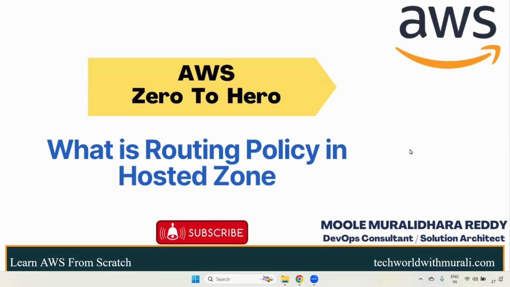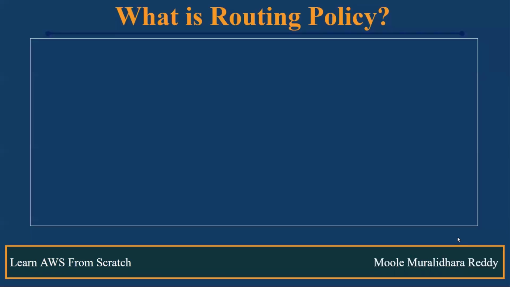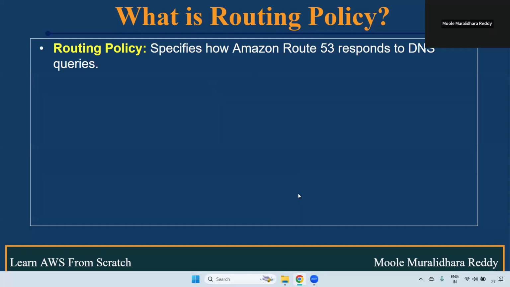Now we are going to discuss what a routing policy is in a hosted zone, and what types of routing policies are available in a hosted zone. Let's discuss. First, we need to understand what exactly a routing policy is. A routing policy specifies how Amazon Route 53 responds to DNS queries. When you create the record, you select a specific routing policy, and based on that it will respond to the DNS query.